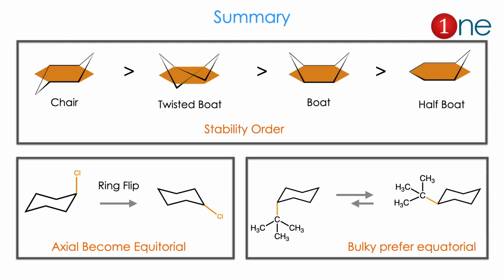Let us summarize what we have seen. We should know that the chair form is much more stable than the twisted boat, then the boat and half boat. The reason is the flagpole interaction. Then during the ring flip, axial becomes equatorial. Then you should know that bulky groups always prefer the equatorial position. That's why it's called the locking group.